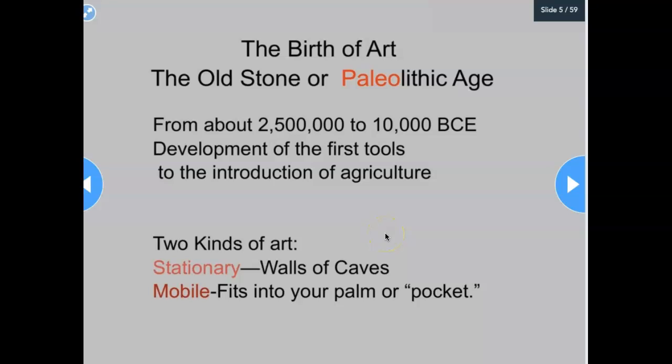And we're going to be talking about two kinds of art: stationary art, which is going to be the paintings on the cave walls. So that's stationary. It means it's still, it doesn't move. And mobile art, which means art that can be small enough to fit in your pocket and be carried around with you.